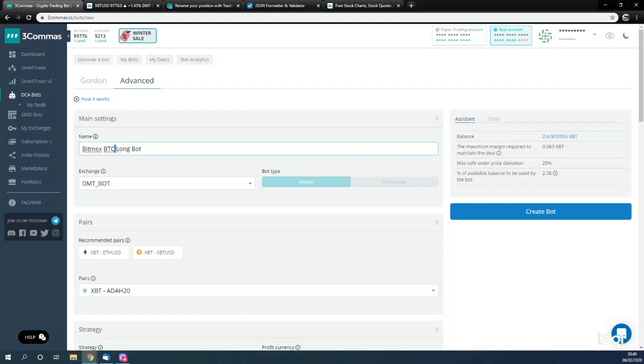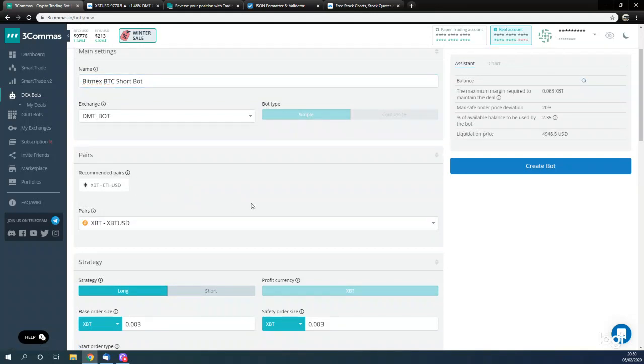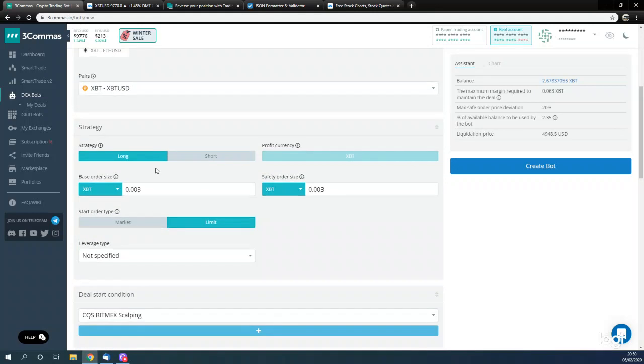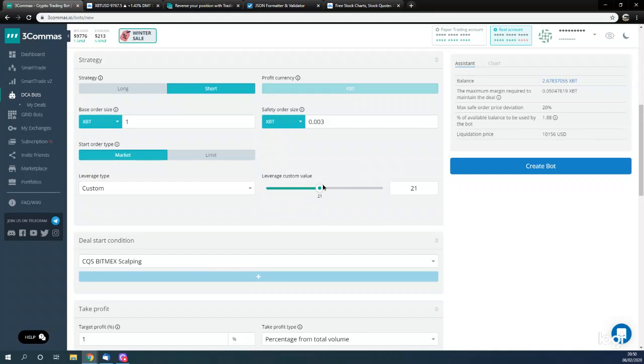This is going to be Bitmex BTC short bot. The exchange is, that's the exchange again. All these settings are basically going to be the same. XBT USD. Strategy short this time. That's going to be the only real difference. 1 Bitcoin per trade. Market, leverage 10.